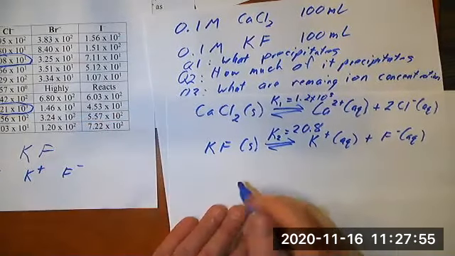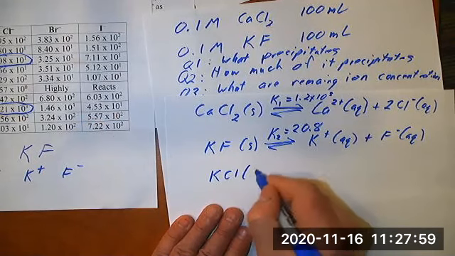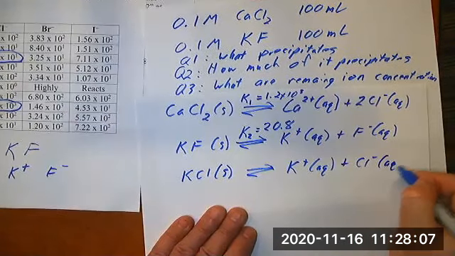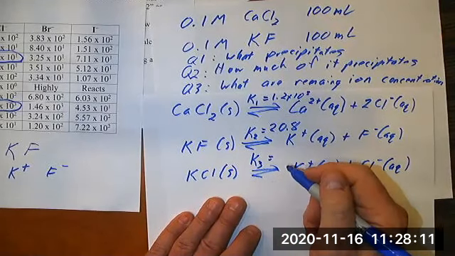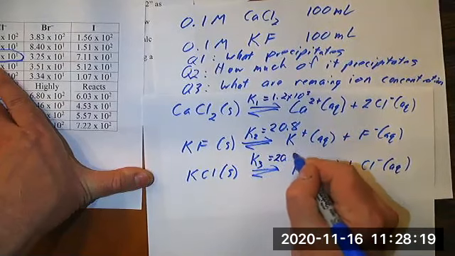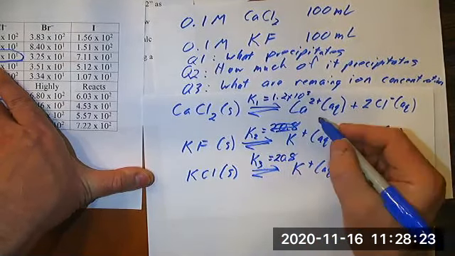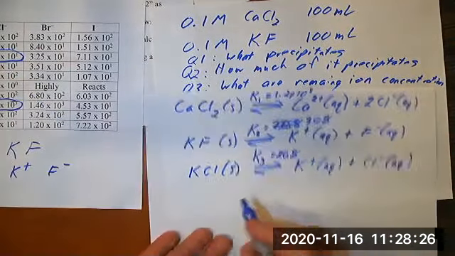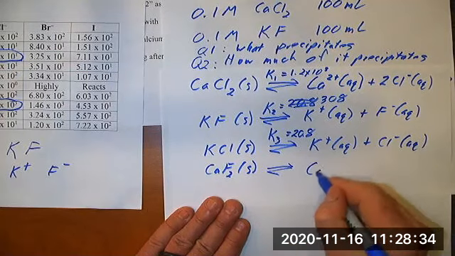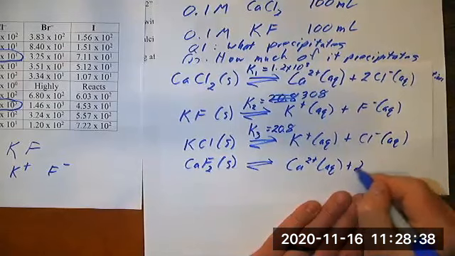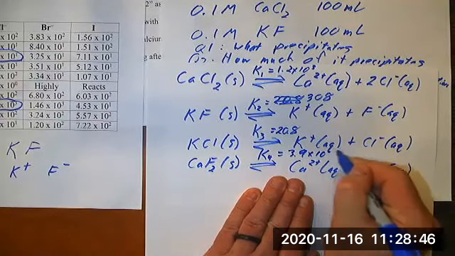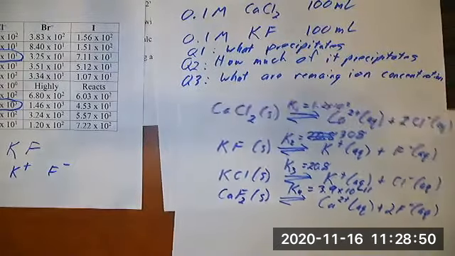Okay. We have two cross reactions that we could consider. So we have KCl in equilibrium with K+ aqueous and Cl minus aqueous. Our K3 is going to be, oops, hold on, I put the wrong one here. This is KCl, so 20.8. This one was, excuse me, 308. And our last one is calcium fluoride in equilibrium with Ca2+ aqueous plus 2F minus aqueous. And our K4 for this one is 3.9 times 10 to the negative 11. Okay, so that summarizes all of the information that we have.